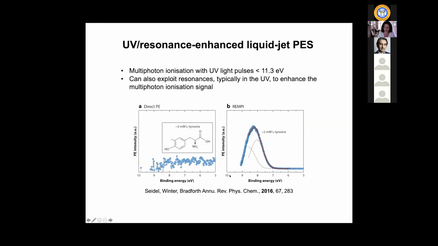And this is a very nice example taken from Steve Bradford's group, where he shows tyrosine, 2 millimolar, in an X-ray photoelectron spectrum on the left, where he didn't see the spectrum, and then using UV photons on the right in a resonance enhanced multiphoton ionization experiment, where he sees a very clean photoelectron spectrum.